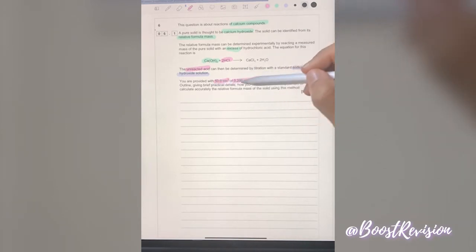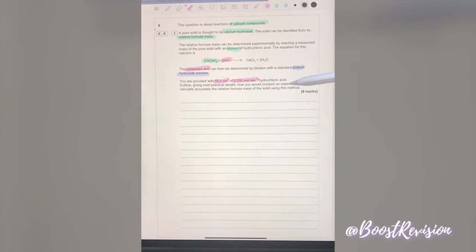And it wants you to outline, giving brief practical details, how you would conduct an experiment to calculate accurately the relative formula mass of the solid using this method. So this is an interesting question because it doesn't actually give you all the information that you would need to do the calculation. This is an 8-mark question that's focusing just as much on how you do the practical as doing the calculation.